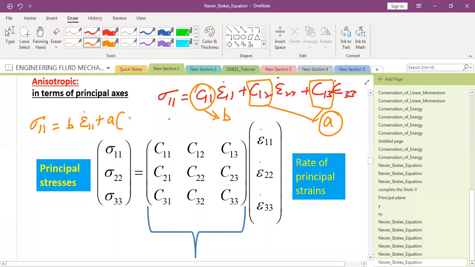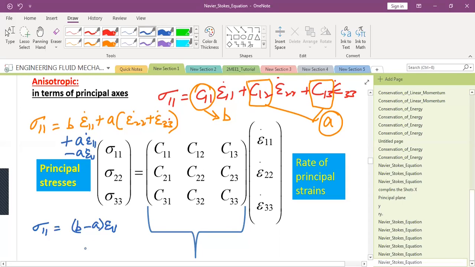A can come out now, common. So this was epsilon 22 dot plus epsilon 33 dot. And we made a mathematical manipulation. What was the mathematical manipulation? We added and subtracted A epsilon 11 dot. So if you add and subtract this, what do you get sigma 11 as? Finally, B minus A epsilon 11 dot plus A common, epsilon 11 dot plus epsilon 22 dot plus epsilon 33 dot.